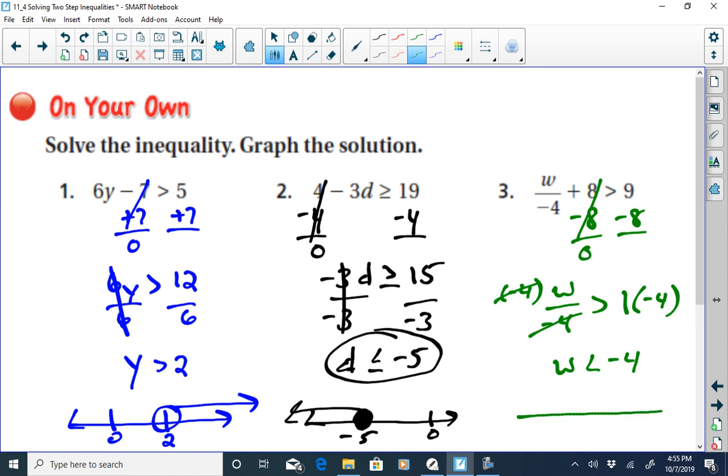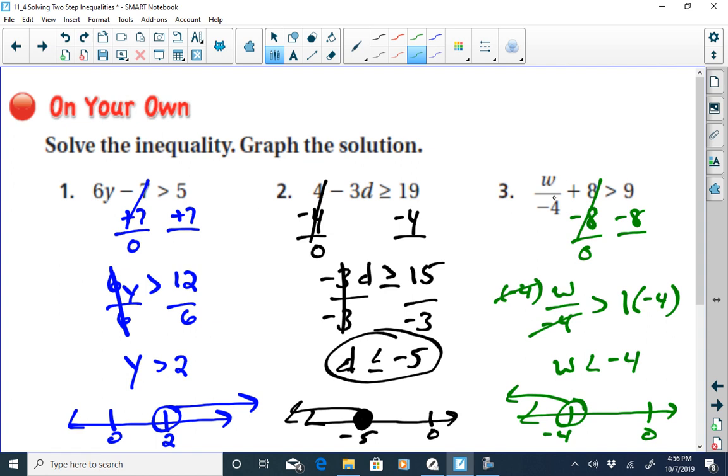I go to my graph. Here's 0. Negative 4 is to the right of 0. It's going to be an open circle at negative 4, and we're going to the left. I want to check something that's less than negative 4, but maybe divisible by negative 4. So I'm going to go with negative 8.